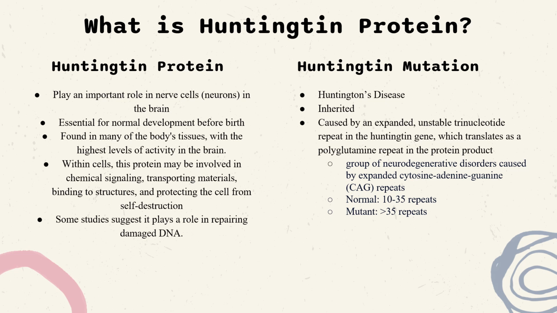However, if it is mutated, it can cause Huntington's disease. This disease is inherited and caused by an expanded, unstable trinucleotide repeat within the Huntingtin gene, which translates as a polyglutamine repeat in the protein product. A polyglutamine disorder is a group of neurodegenerative disorders caused by expanded cytosine, adenine, and guanine repeats. So in the normal protein, these repeats are usually 10 to 35, but if they are repeated more than 35 times, then the protein is considered a mutant.